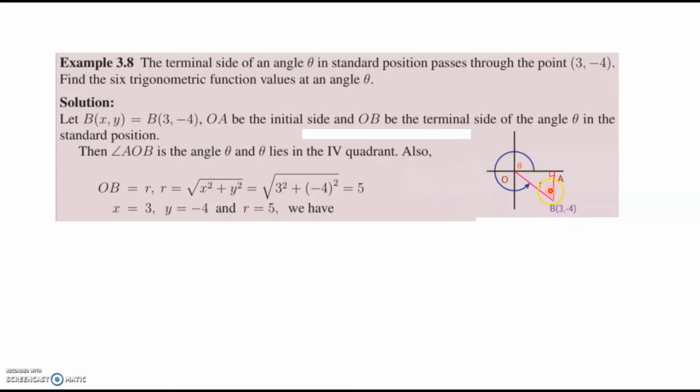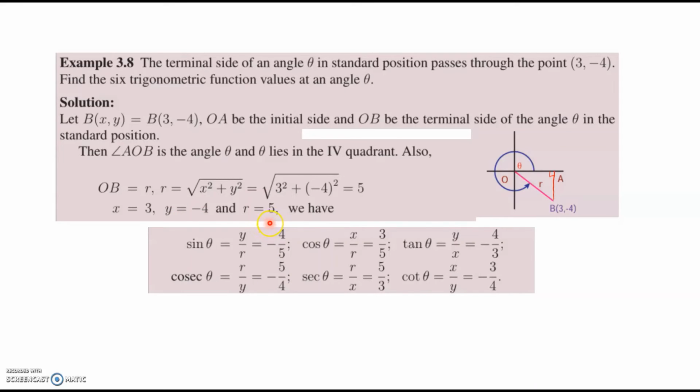Okay. Now we can consider this as a right angle triangle, which is OAB, and we can find r as the hypotenuse. Since we know the point is (3, minus 4), r will be equal to, this length is 3, this length is minus 4, so the square root of 3 squared plus 4 squared. So you will get your r as equal to 5. So now you have your x coordinate 3 and your y, which is minus 4, and your r length is 5.